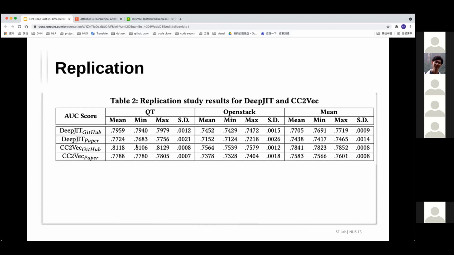And the result shows that they actually run 16 times and present the mean and the max, and the standard deviation values across all 16 runs. You can just see the table. They found the results are just the same as the paper said.